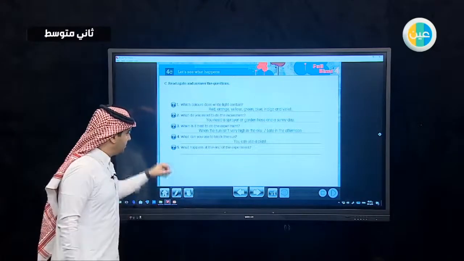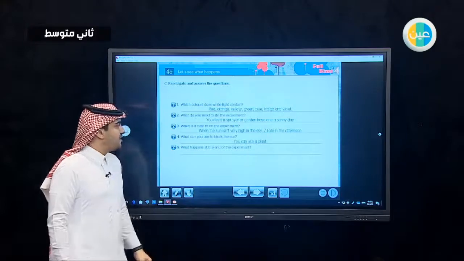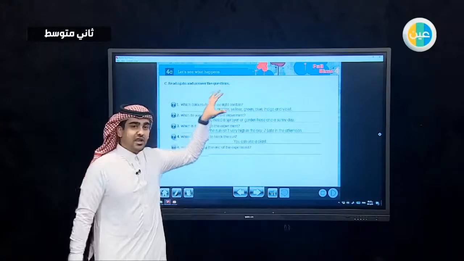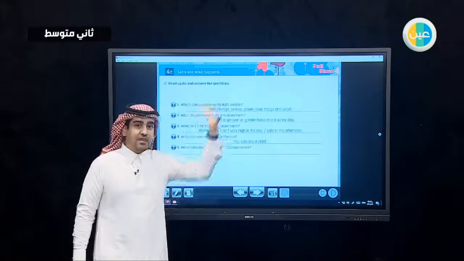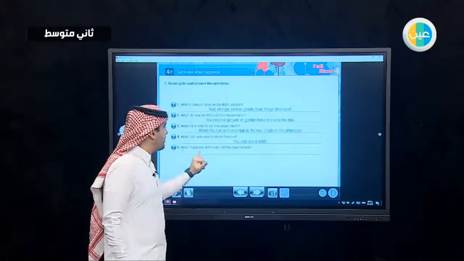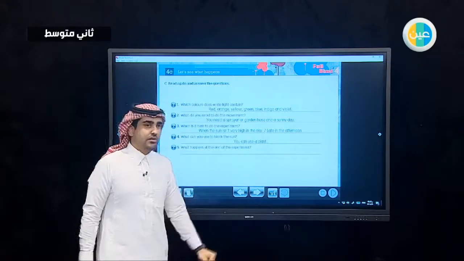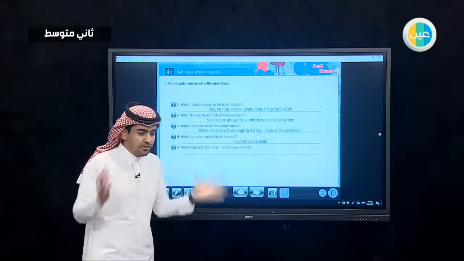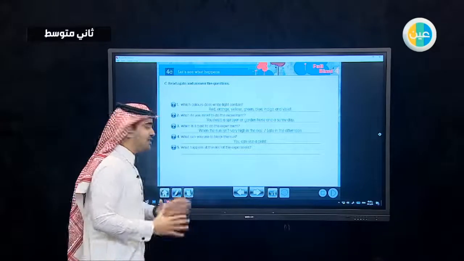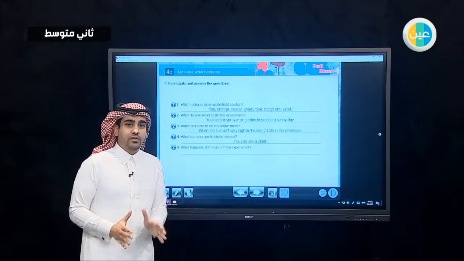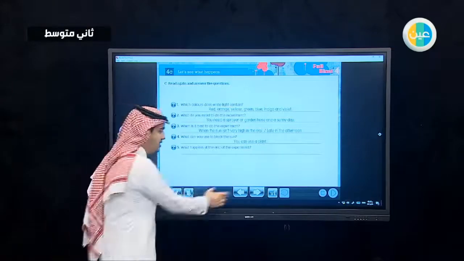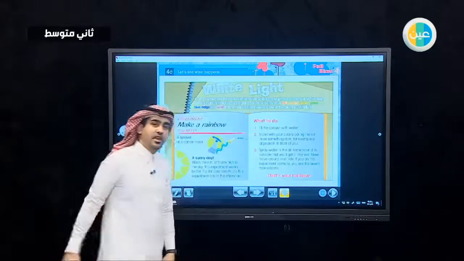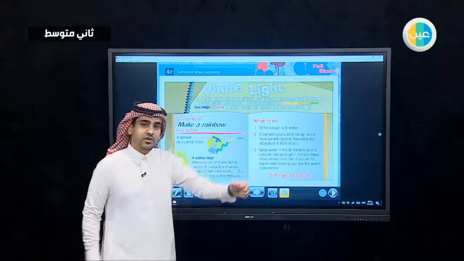Number 5, what happens at the end of the experiment? This is actually the question for the title of the lesson. What happens at the end of the experiment? Let's see what happens. The goal behind this experiment, the whole thing, is to have your own rainbow, to create your own rainbow. So this is the end of the experiment. That's your rainbow. You will find it after doing the experiment.